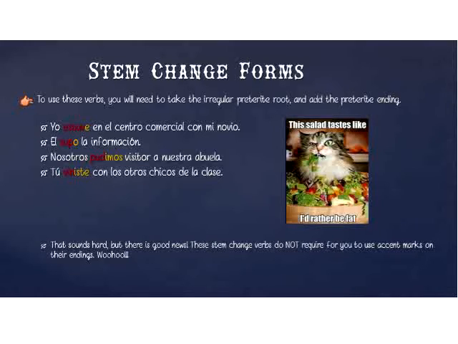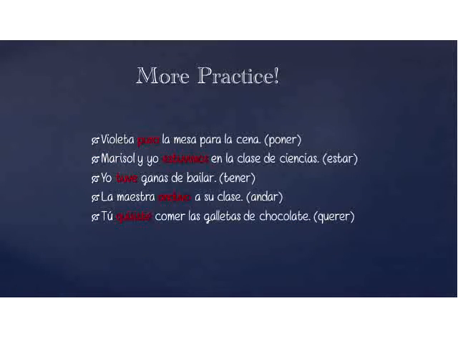So the stem change forms, here are some examples of how you can change the stem. First, change the stem, that root, and then add the ending. So estuve comes from estar becomes estuv, and the ending is e, in red. El supo comes from saber becomes sup, and the ending for the el form is o. Nosotros pudimos comes from poder becomes pud, and then the ending is imos. Tú viniste comes from venir becomes vin, your ending is iste. Okay? That sounds hard, but the good news is you don't have to do accents on these irregular forms, so that's nice.